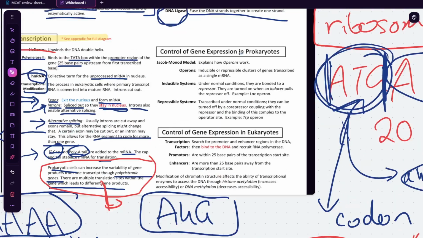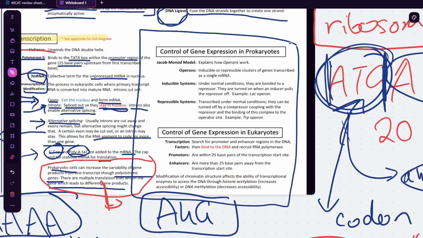All right. So now we can go over control of gene expression for both prokaryotes, over here, and then eukaryotes. So why does control matter? A cell has a lot of genes, 20,000 plus, maybe 30,000, whatever, it has a lot. But it doesn't need to use all of them at the same time. So a liver cell doesn't need eye color genes all the time, right?